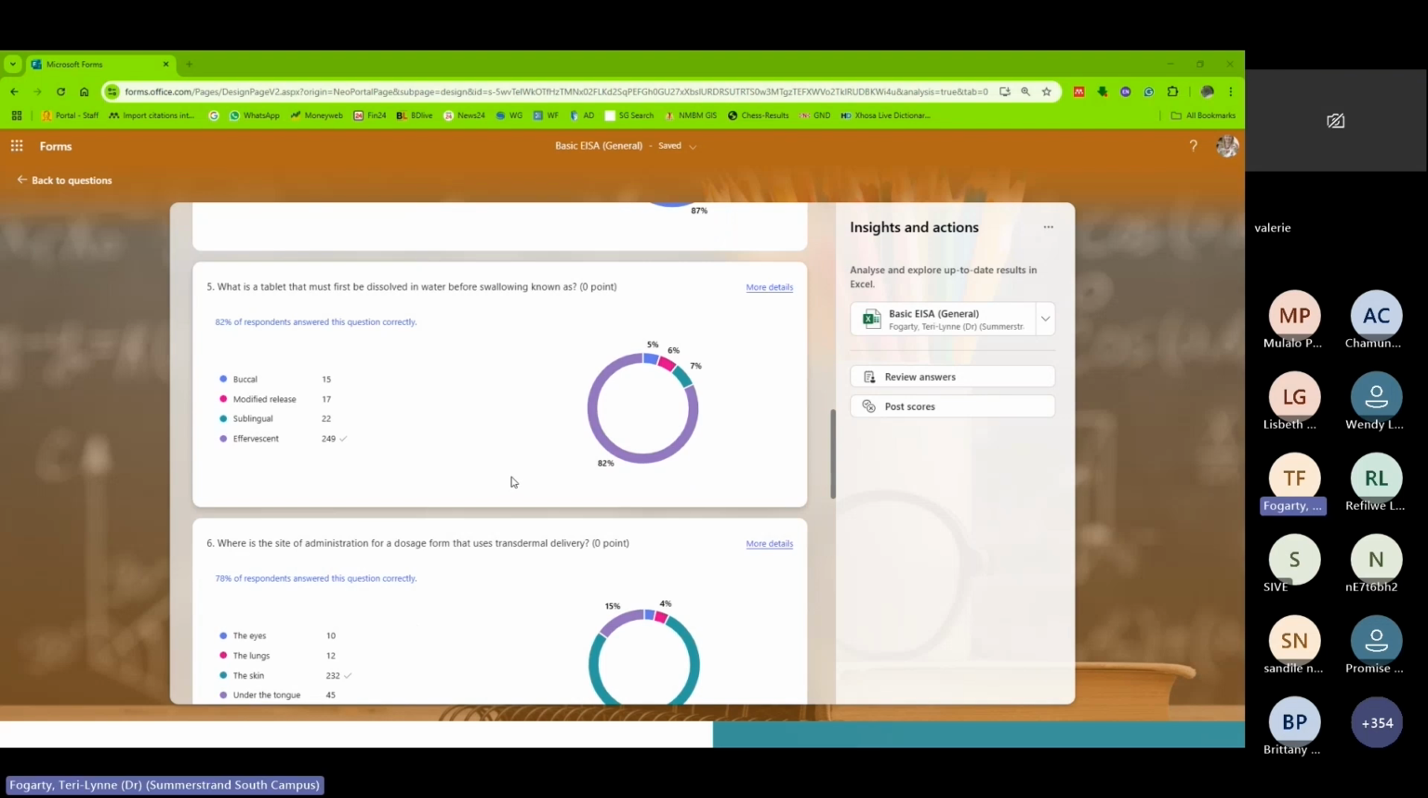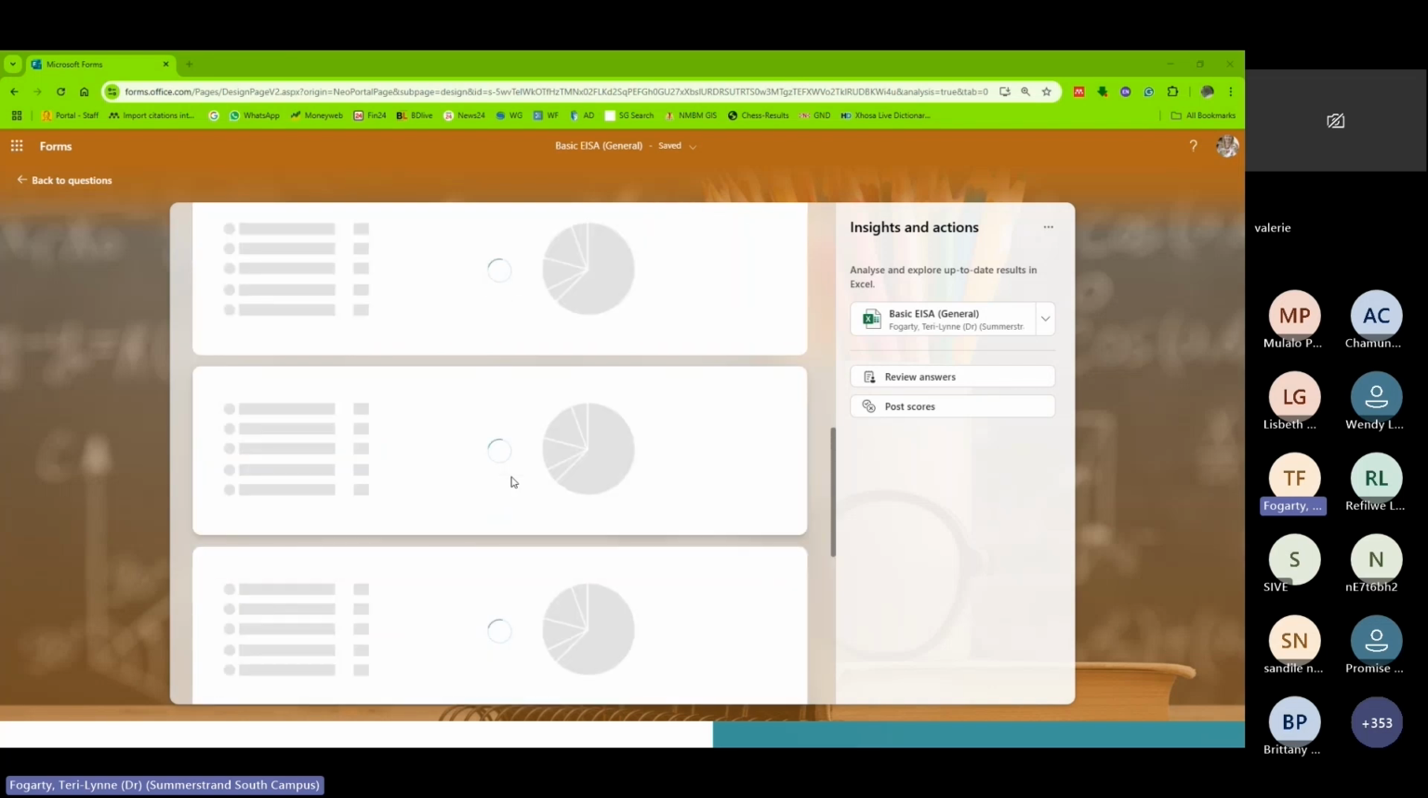Okay, number 5, what is a tablet that must first be dissolved in water before swallowing, known as? I would also classify this as a knowledge question because it is about dosage forms and understanding the definition of the various dosage forms. So what is a buccal tablet? What is a modified release tablet? What is a sublingual tablet? What is an effervescent tablet by definition? And if you look at what's in the question, which one must first be dissolved in water before swallowing? The only correct answer there is an effervescent tablet.